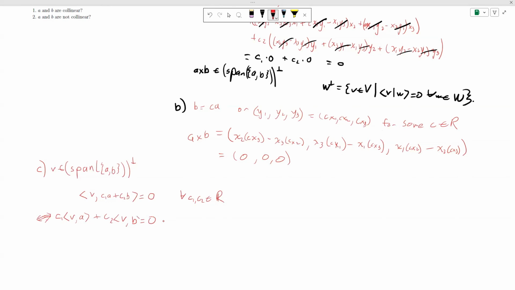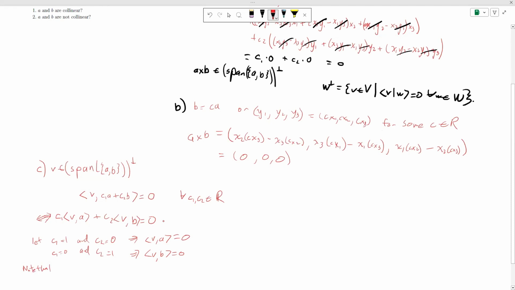And now we claim if we let C1 equal 1 and C2 equal 0, then VA, the inner product of V with A, must equal 0. And let C1 equal 0 and C2 equal 1, this gives us that VB must equal 0. So the inner product of V with A must equal 0, and the inner product of V with B equals 0.